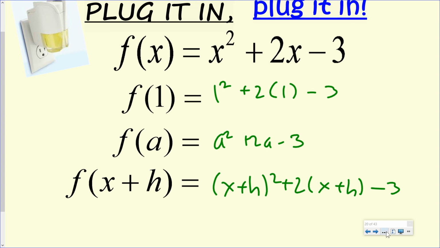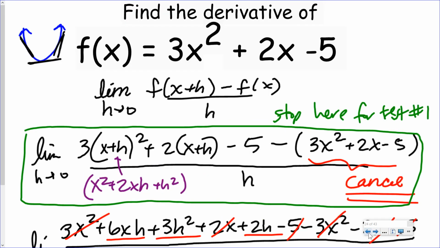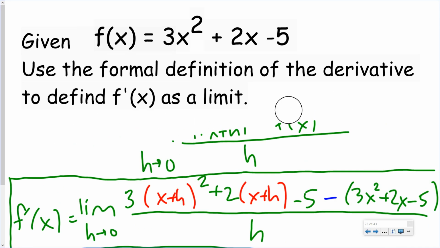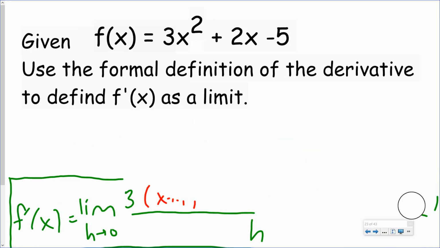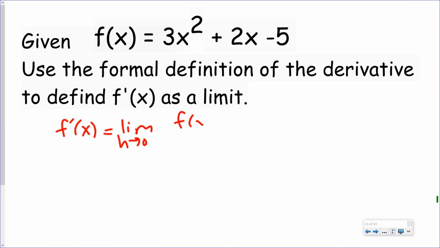All right, so if we look at the formal definition of a derivative, let me get a hard problem. It's not really hard, but I want to find the derivative of f of x equals 3x squared plus 2x minus 5. What I would do is first write the formal definition of a derivative. Let me just write it for you, and you should eventually be able to write this from scratch too. All I'm going to do is plug into this formula.